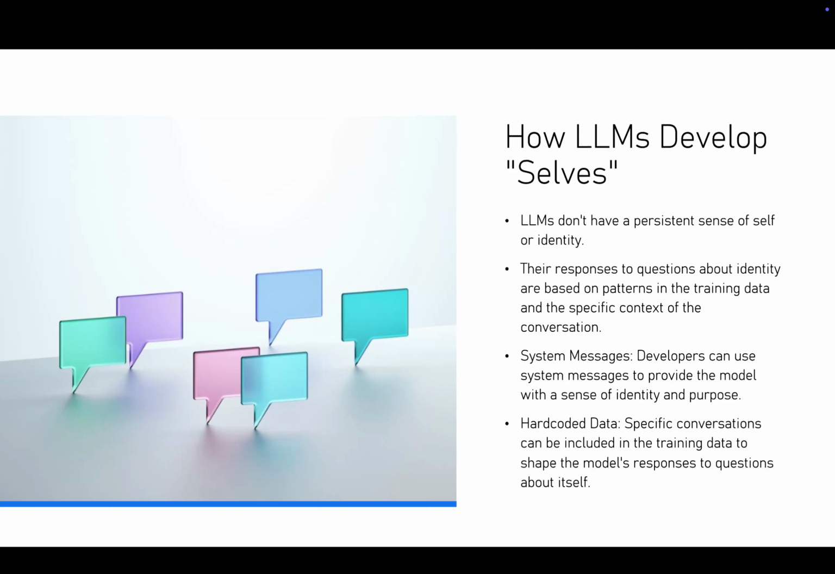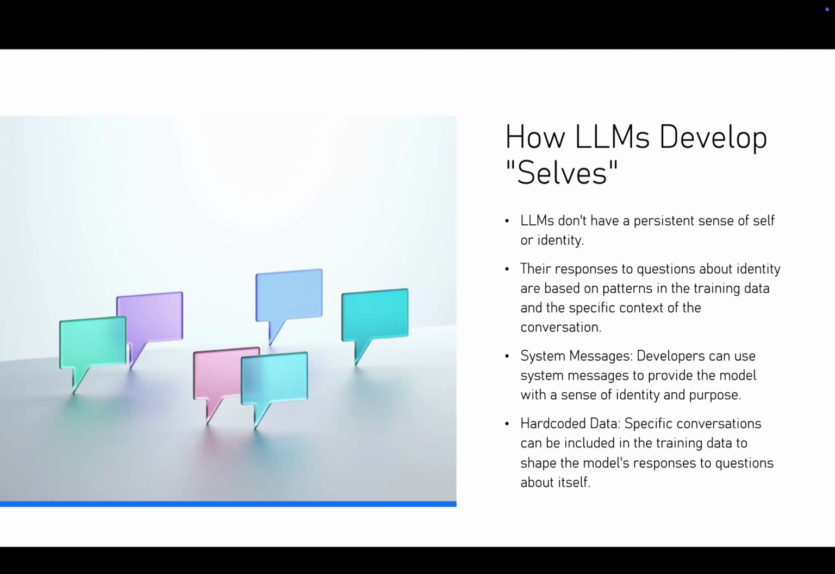Developers can use system messages to provide the model with a sense of identity. For example, I could give a system message to a model saying, "You are a helpful desk assistant at a hotel." And now that model associates itself as a hotel desk manager. And some conversations can be hard coded into a model's response to the questions of themselves, and we see that with DeepSeek and anything with China mentioned.